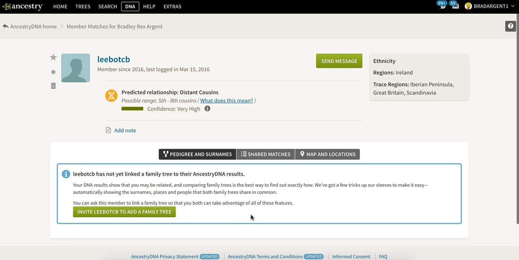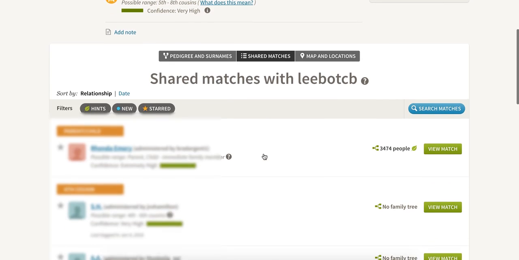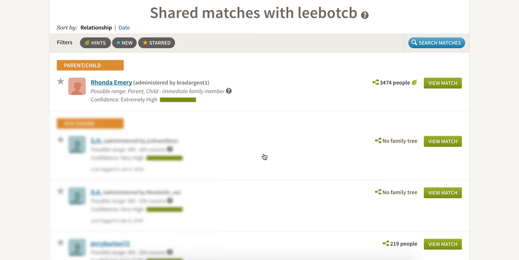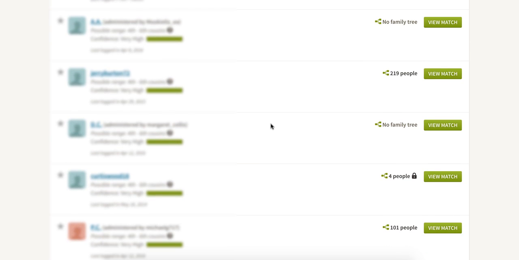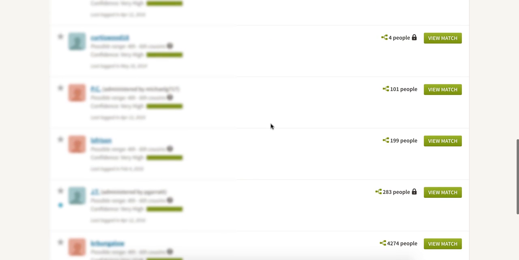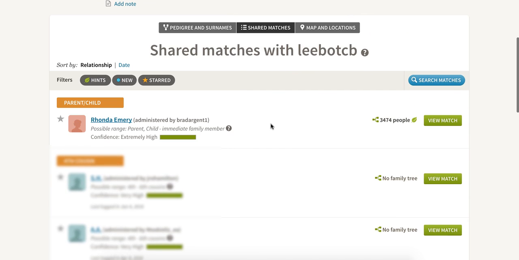Where it becomes really interesting is I can start to look at where we might be connected by clicking on shared matches. And when I do that, you'll see I've got other genetic matches in common with this person. So I know straight away they're on my mum's side because they share a genetic match with my mother. They also share genetic matches with these other people that I'm connected with, some of whom have trees, some of whom don't. So at least right now, I know that person is on my mum's side of the tree.